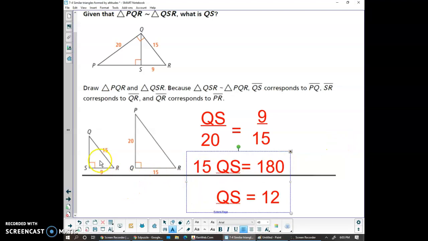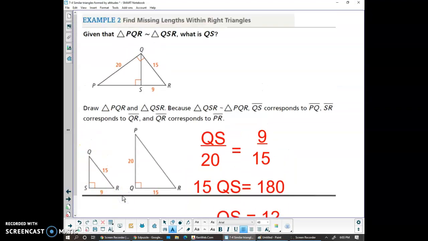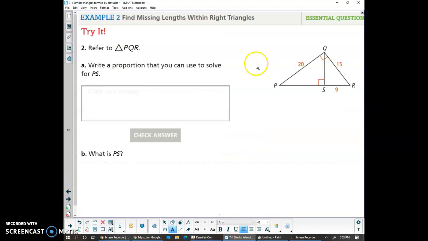So QS is going to be equal to 12. And just make sure that makes sense there, because you don't want to have QS be bigger than your hypotenuse, because QS is the second largest side and the hypotenuse is the largest. All right, and that looks good. So there you go. All right, let's try to do another one here.